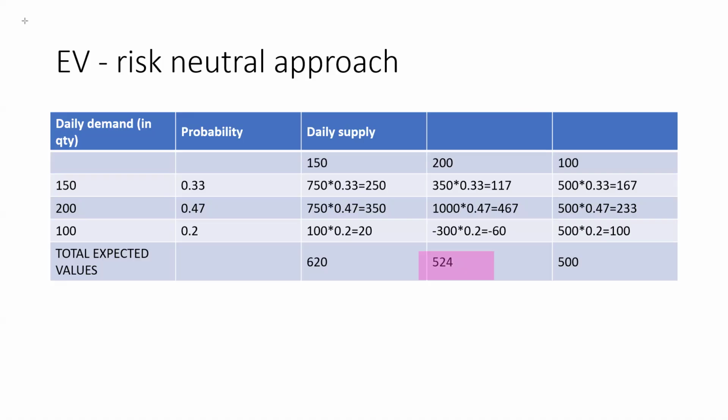Let's read. Expected value, the highest one. Take this, 620. I didn't see that 620. I thought it is 524. Take the highest one, 150, the highest expected value.